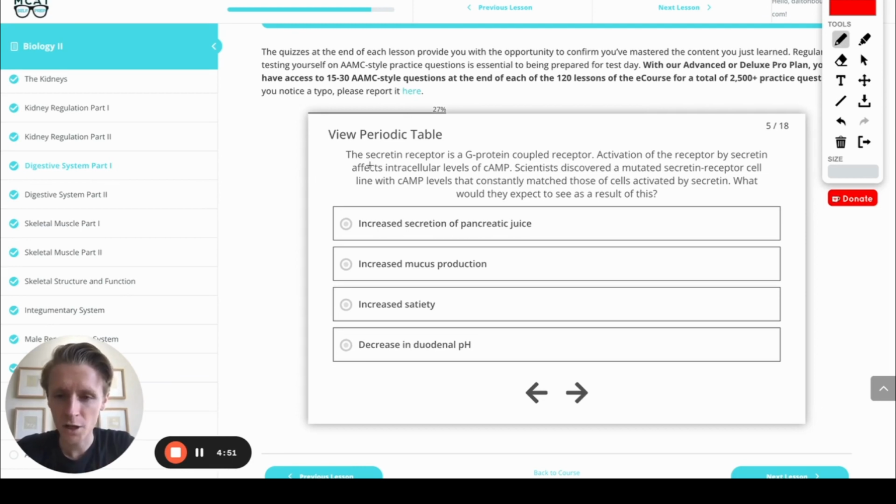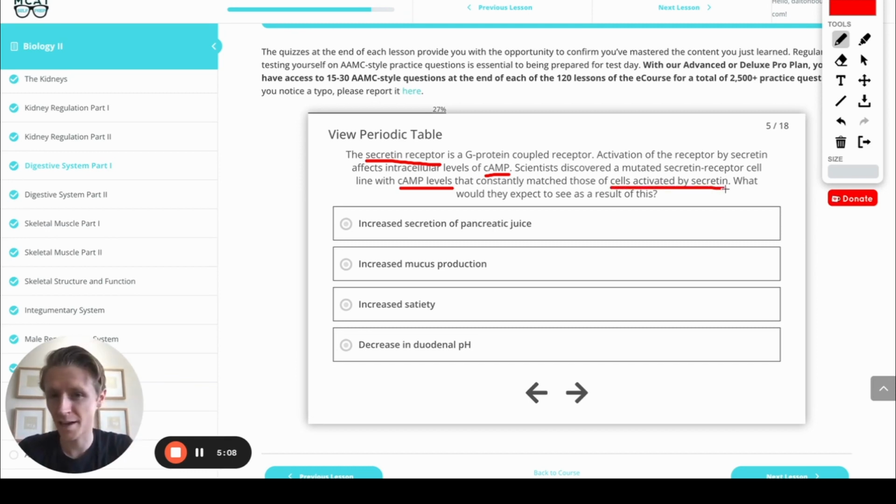The question essentially talks about the secretin receptor and explains that when the secretin receptor is activated, it affects levels of cAMP within the cells. Scientists discovered a line of cells with cAMP levels that constantly matched those of cells activated by secretin.